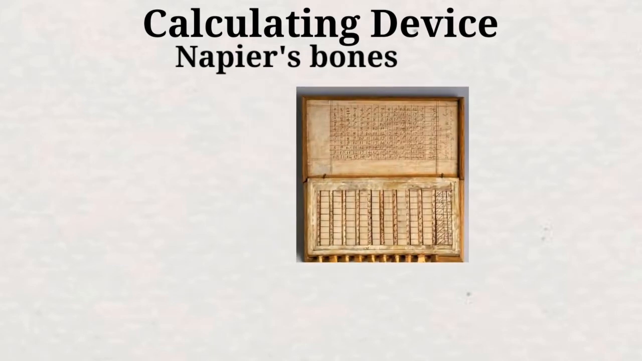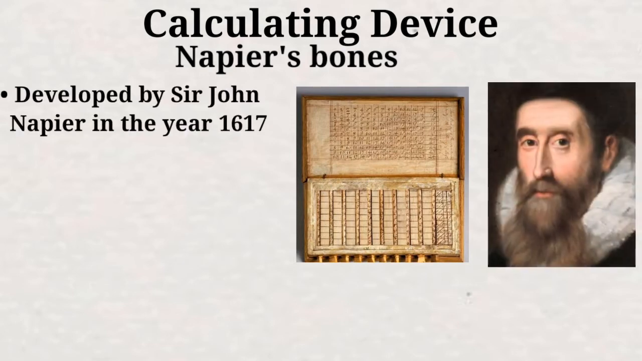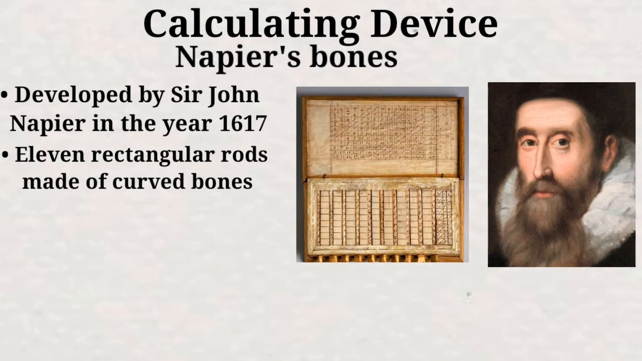Students, look at this picture. This is a picture of Napier's bones device. This device was developed by Sir John Napier in the year 1617. So students, who developed this device? Sir John Napier. And in which year was this device developed? In the year 1617. It consisted of 11 rectangular rods made of carved bones.